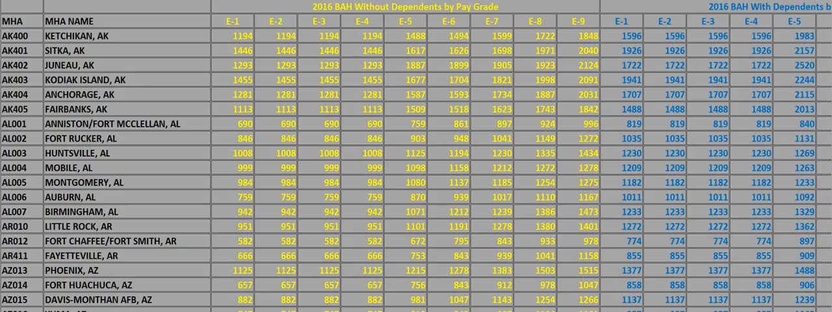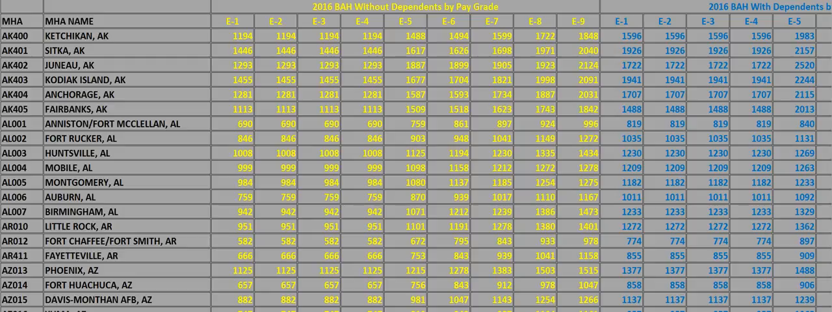For the next spreadsheet, we have the zip codes on the left and then the corresponding MHA codes on the right. In this spreadsheet, on the far left, you see the MHA codes that correspond with the zip codes. Next to that are locations of where the zip code is.